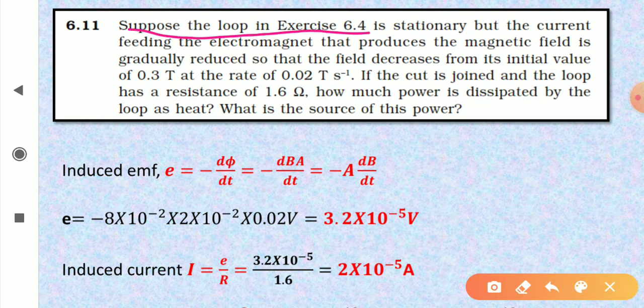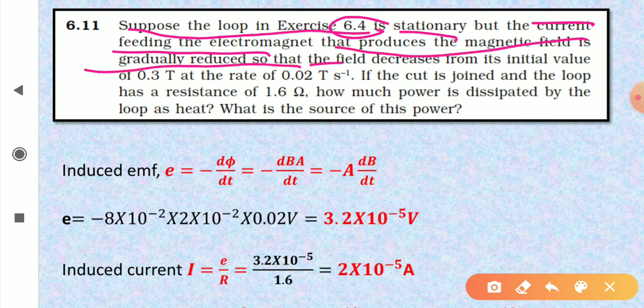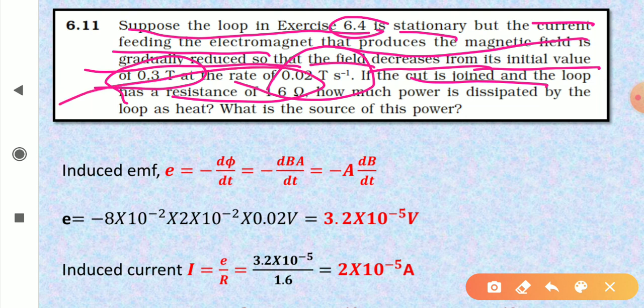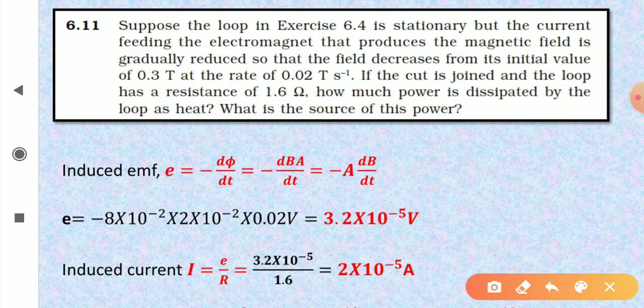Suppose the loop in exercise 6.4, which was the previous one, is stationary, but the current feeding the electromagnet that produces the magnetic field is gradually reduced so that the field decreases from the initial value of 0.3 Tesla at the rate of 0.02 Tesla per second. And the cut is joined and it has resistance of 1.6 ohm. See, now the situation is different here.